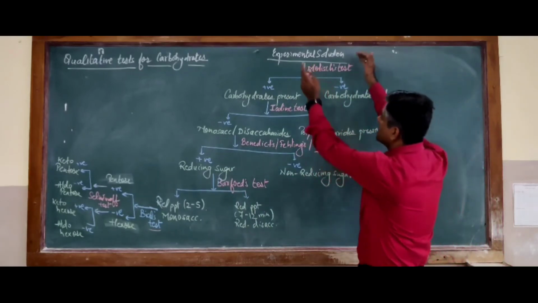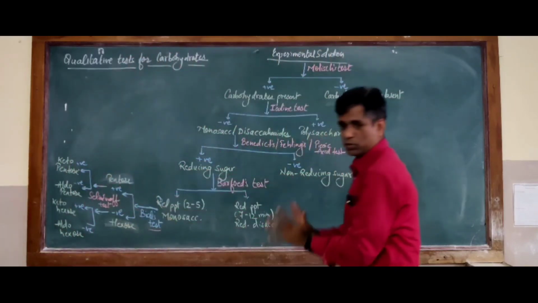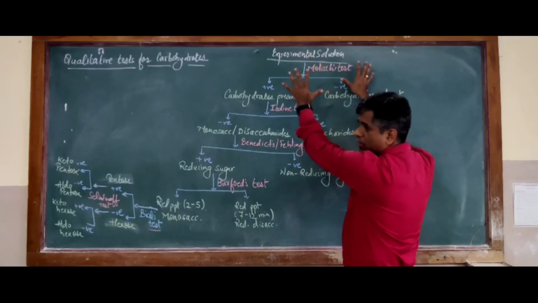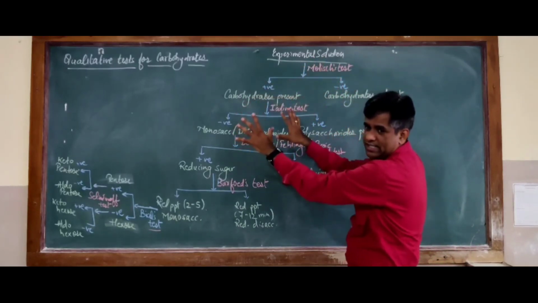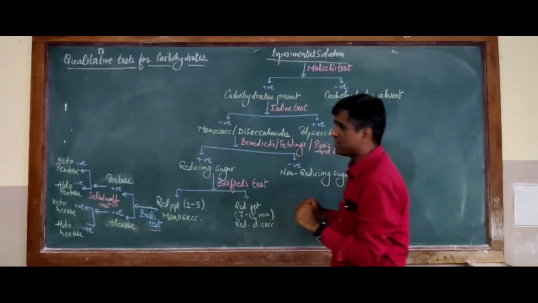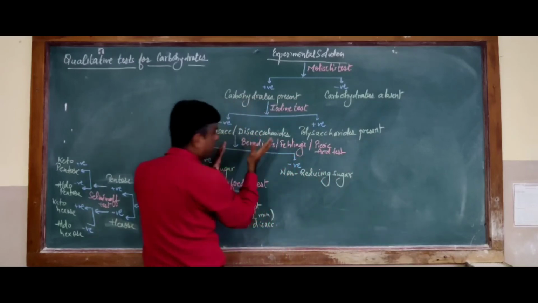So you have the experimental solution, you perform the Molisch test. In summary, let's summarize now how you perform. You perform the Molisch test. If it is positive, carbohydrates are present. If it is negative, they are absent. Perform the iodine test. If it is positive, polysaccharides are present; negative, it will contain mono or disaccharides.